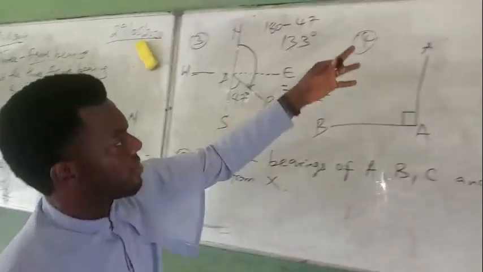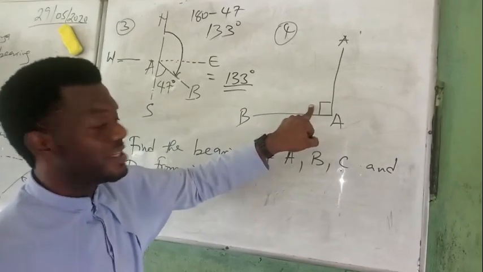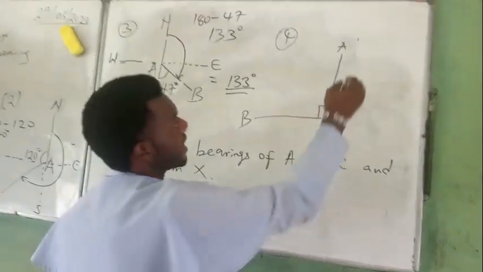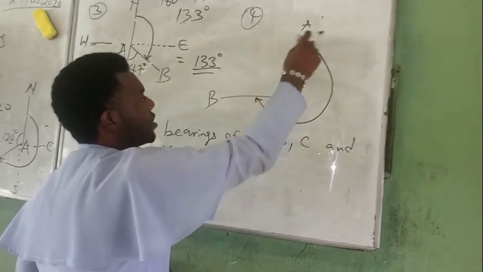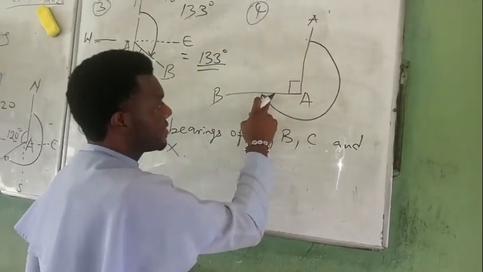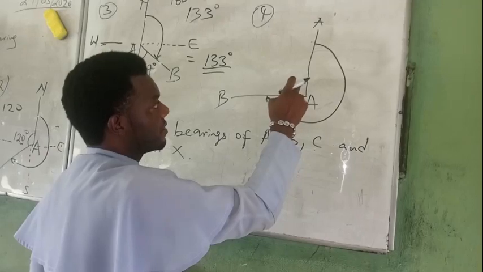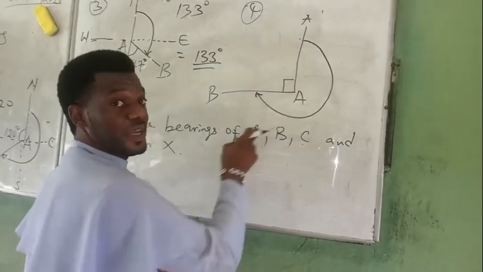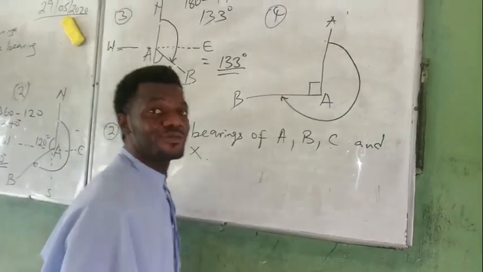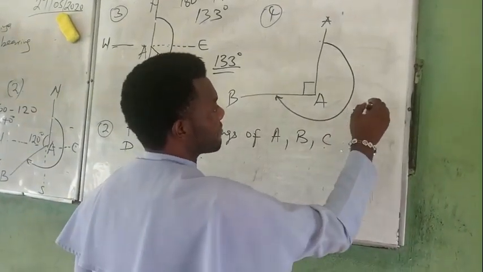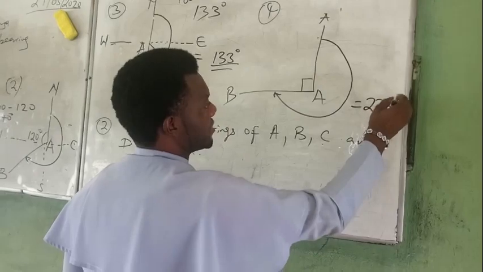Then number 4, we're given only 90 degrees. So what we need is the direction from the north to this point B. And if here is 90 degrees, from here to here is 360 minus 90, and that is 270 degrees. So the three-figure bearing is 270 degrees.